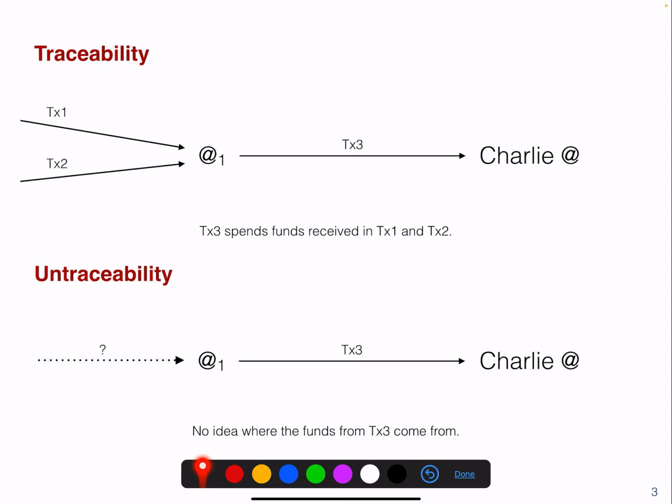A second important privacy property is traceability, or untraceability. Now let's assume we have here transaction 1 and transaction 2, and these go to address 1, right? And then the funds from address 1 go to Charlie in transaction 3. So transaction 3 spends the funds received from transactions 1 and 2, right? So this means we can trace the funds. Now, we would not be able to trace the funds if we have no idea where the funds from TX3 come from, right? So if we don't know the origin of these particular funds, then they are untraceable.